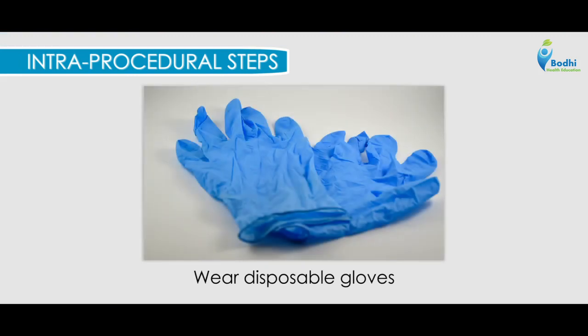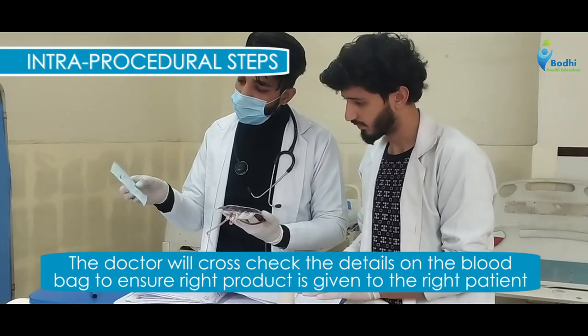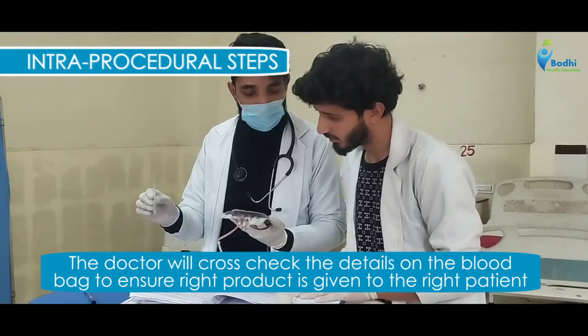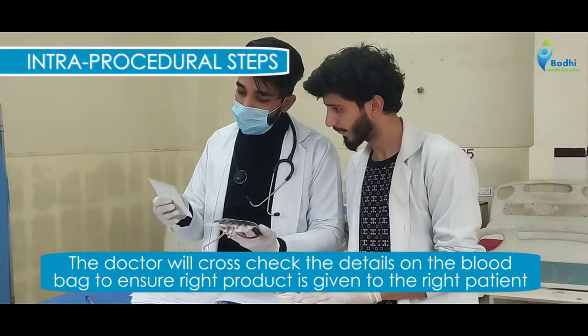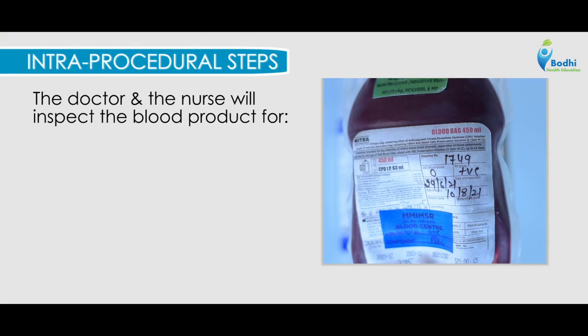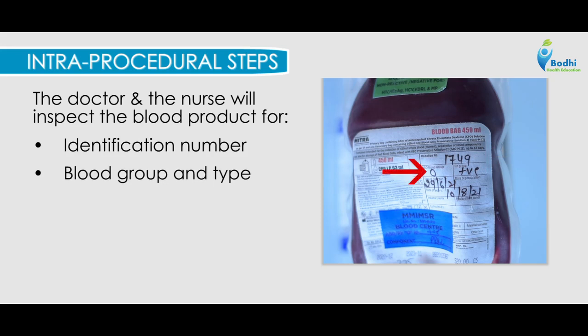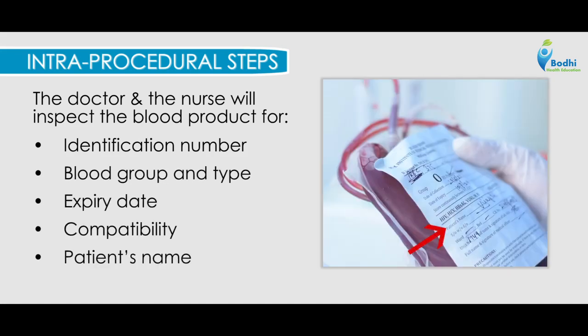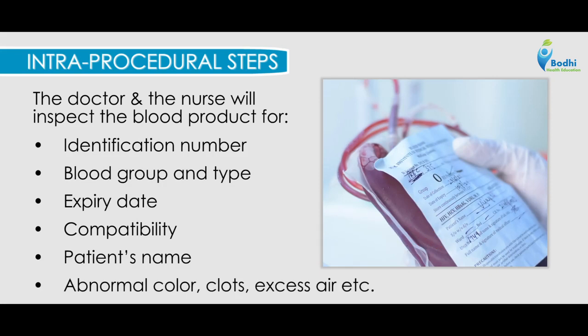Wear disposable gloves. The doctor will cross-check the details on the blood bag to ensure right product is given to the right patient. The doctor and the nurse will inspect the blood product for identification number, blood group and type, expiry date, compatibility, patient name, abnormal color, clots, excess air, etc. Safe storage of blood is limited to 35 days before erythrocytes are damaged.